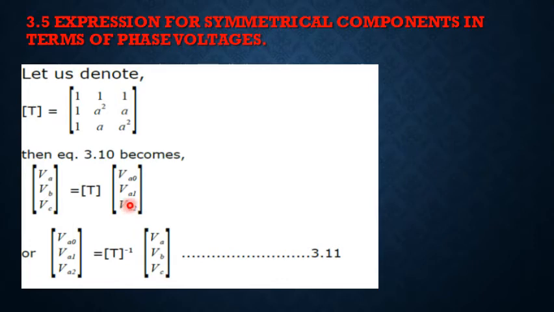Now we want the symmetrical components in terms of phase voltages. So let me take the symmetrical components to one side and the phase voltages to the other side. This matrix will then be the inverse of this matrix, as we are moving the matrix from the RHS to the LHS and the LHS to the RHS. So this equation represents the value of symmetrical components in terms of phase voltages.